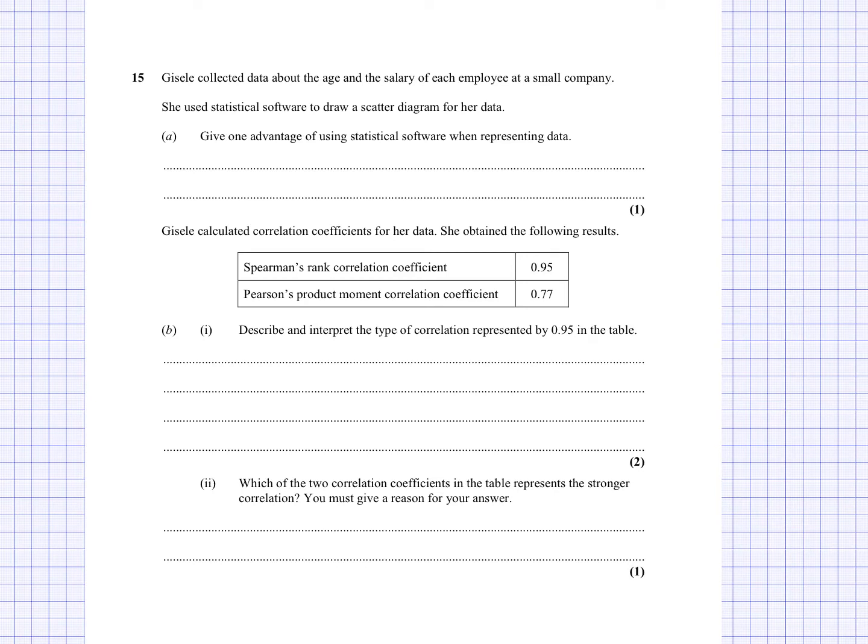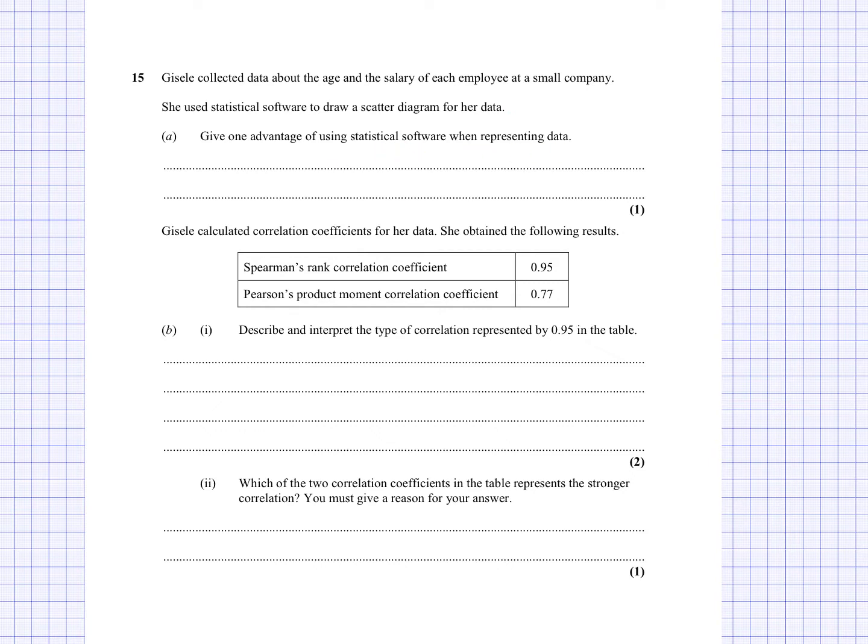Question 15. So Giselle collected data about the age and the salary of each employee at a small company. So age and salary, bivariate data. Okay, two data. It looks like she might do a scatter diagram, which is what it says. She used statistical software to draw a scatter diagram for her data. Give one advantage of using statistical software when representing data.